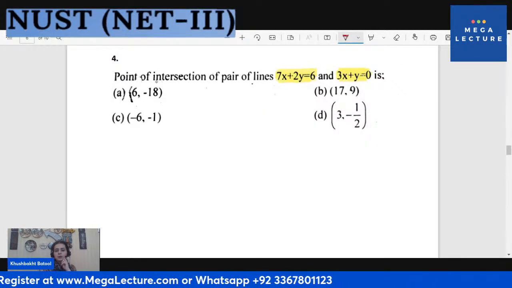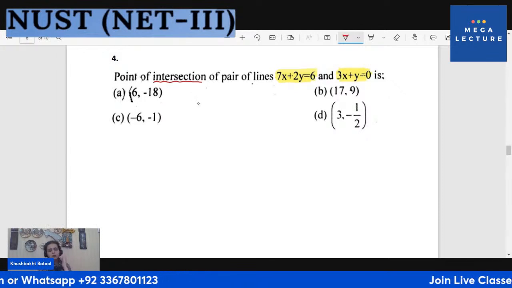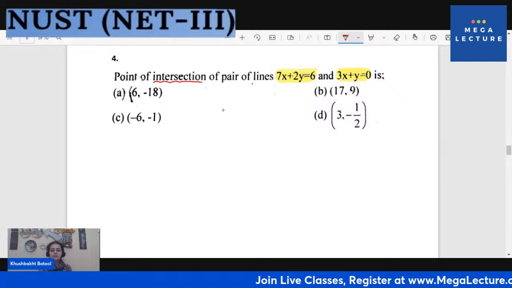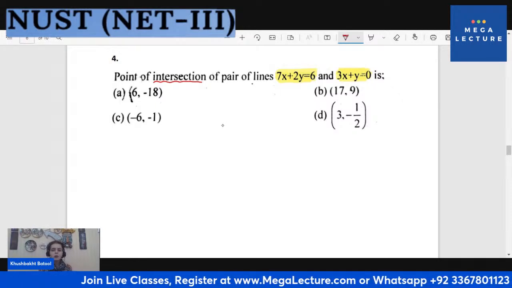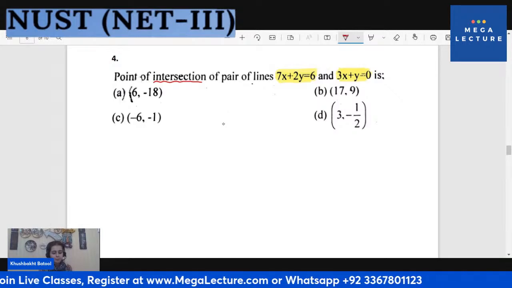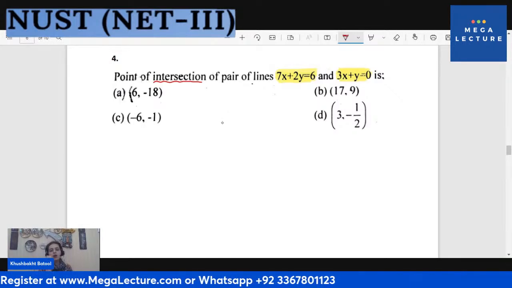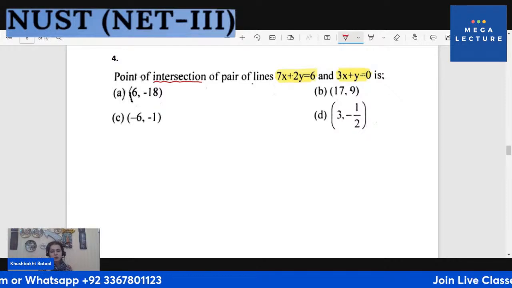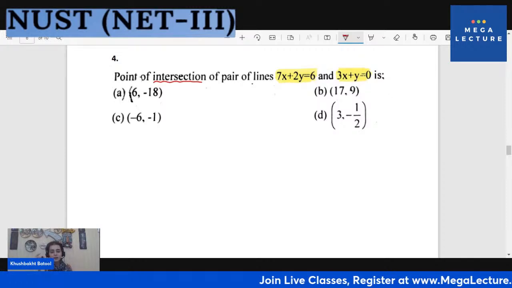You need to find the point of intersection. So this is simple. You need to solve the equations simultaneously. Please try doing it with me just so you can practice. Now for solving equations simultaneously, we have multiple methods. Either you can just use the elimination method or you can do it by substitution. I always prefer substitution because it works every time.